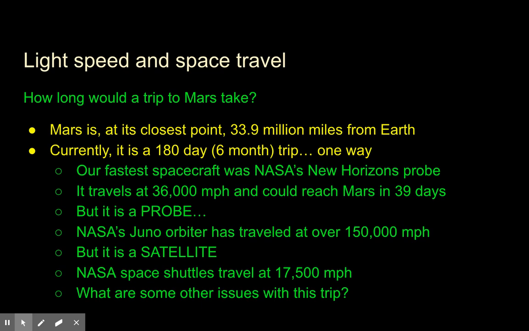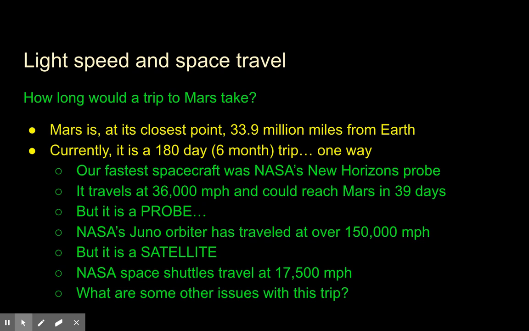Currently, our fastest spacecraft was NASA's New Horizons probe. It traveled at about 36,000 miles per hour. And if you could have ridden on that, that would have got you to Mars in a little over a month, about 39 days. But it's a probe. It wasn't made to be a vehicle to carry people or to carry items.